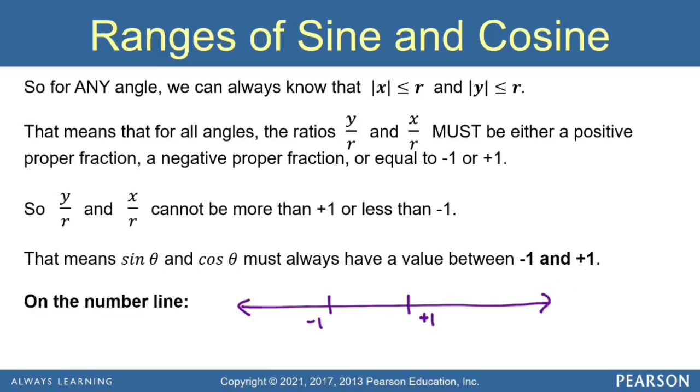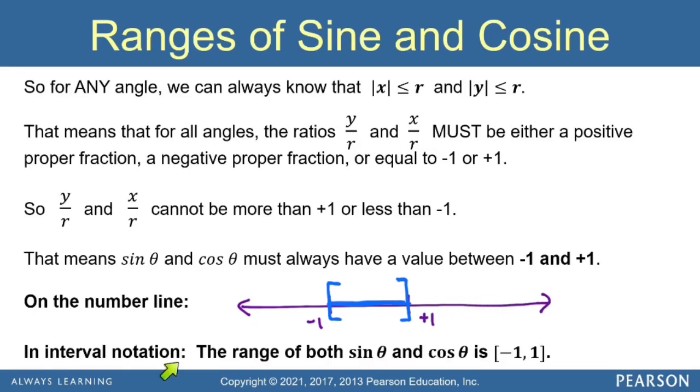If we look at it on the number line, so draw yourself a number line and label the -1 and the +1 on the number line. The sine values and the cosine values have to be between -1 and +1. So we've got brackets here to indicate that they can be equal to either of those values, and then we shaded in between to show that they can be anything in between, but they can't be less than -1 and they can't be more than +1.